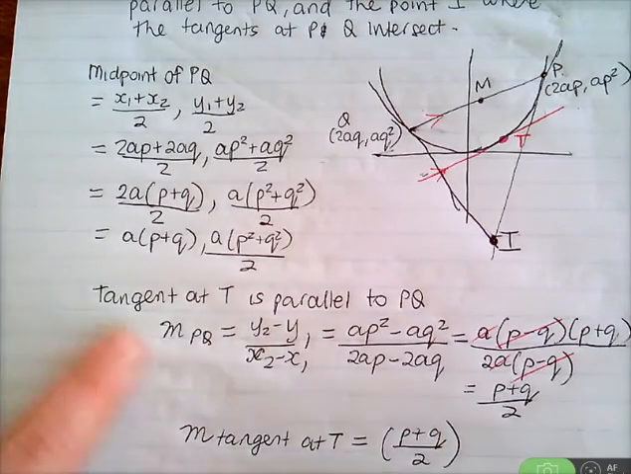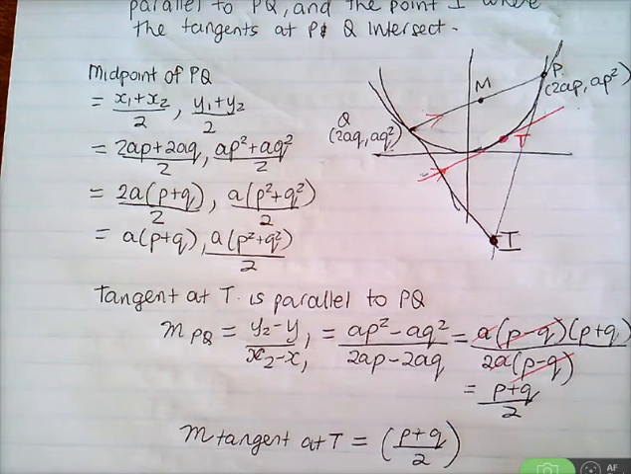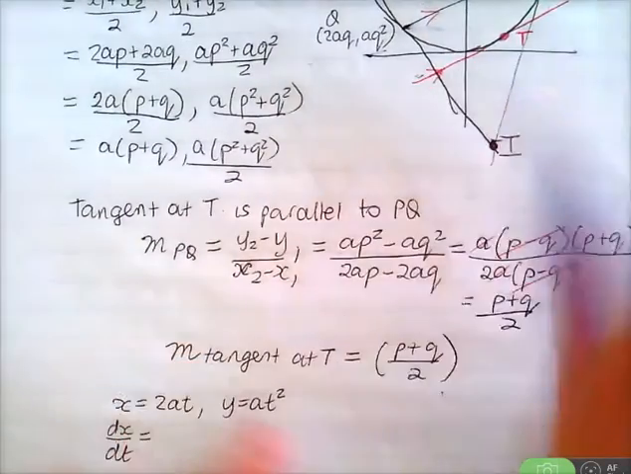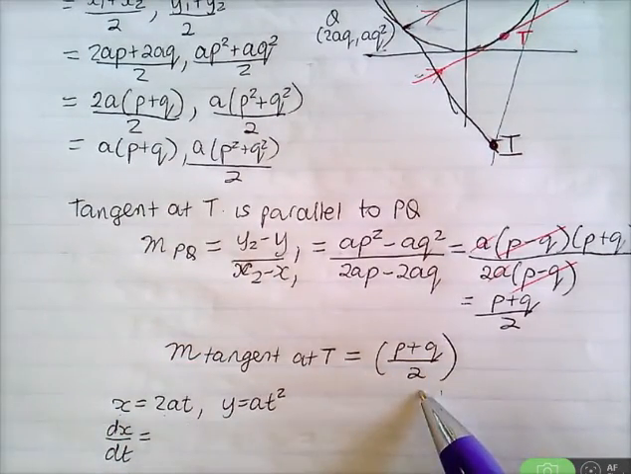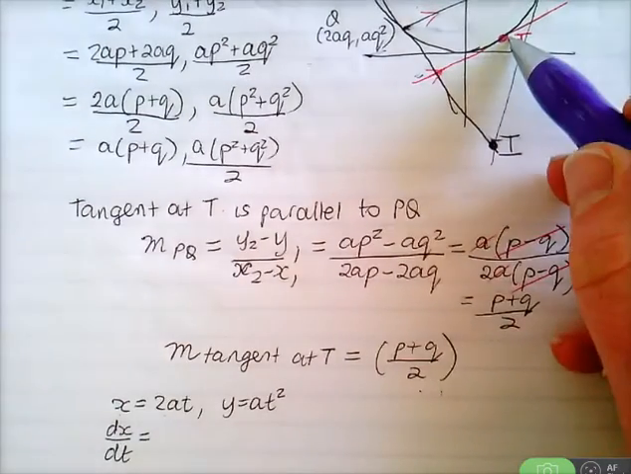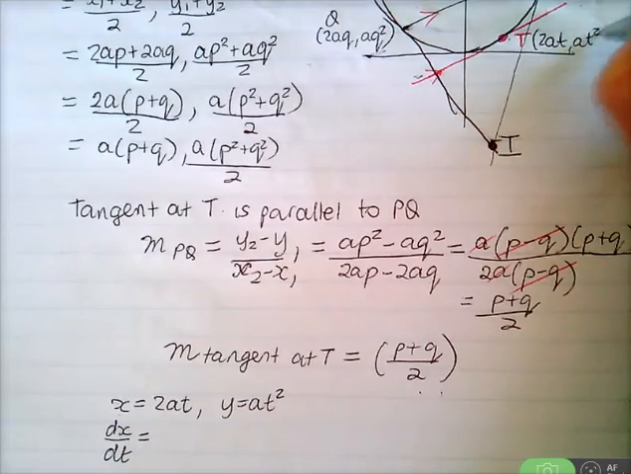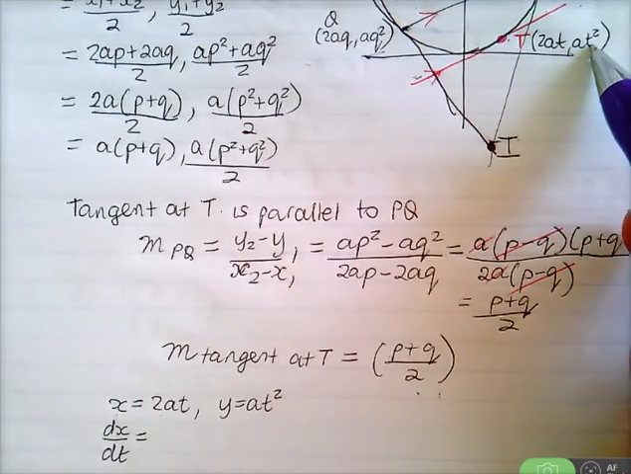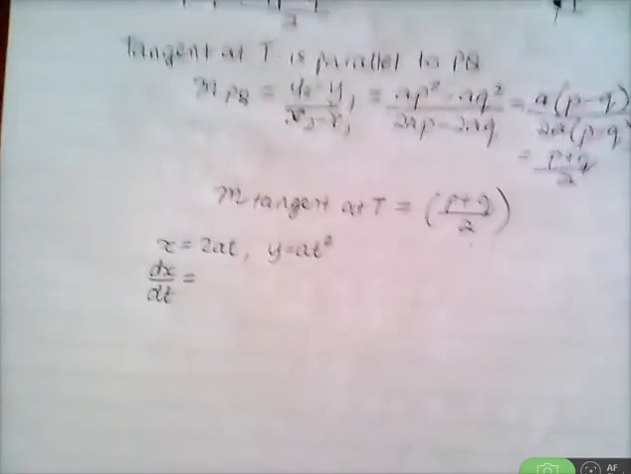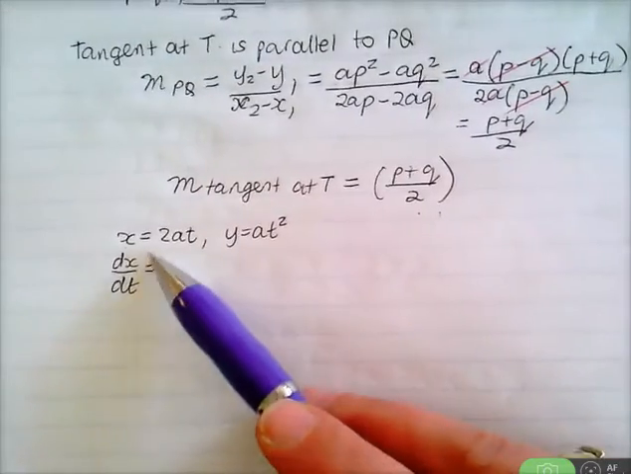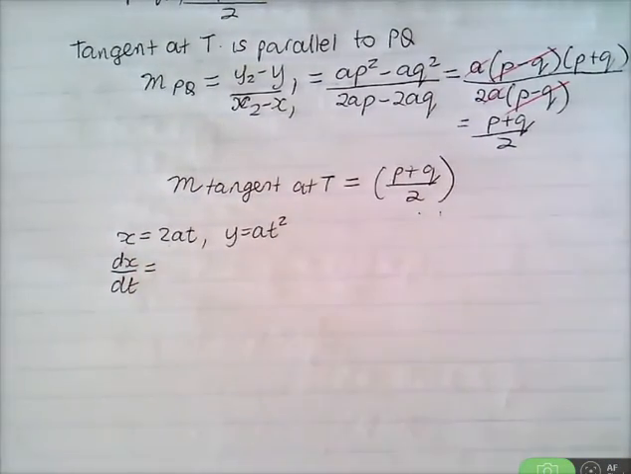Well, I've got the tangent at T is parallel to PQ. We know that the gradient of the tangent at T is P plus Q on 2, but I can't do anything with that because I have to find the coordinates of T. Now, I know that T is the point 2AT, AT squared, so I've got to work out what T is. Now, because I'm trying to work with the gradient of the tangent at T, I'm going to work it out using differentiation the way you normally would have.